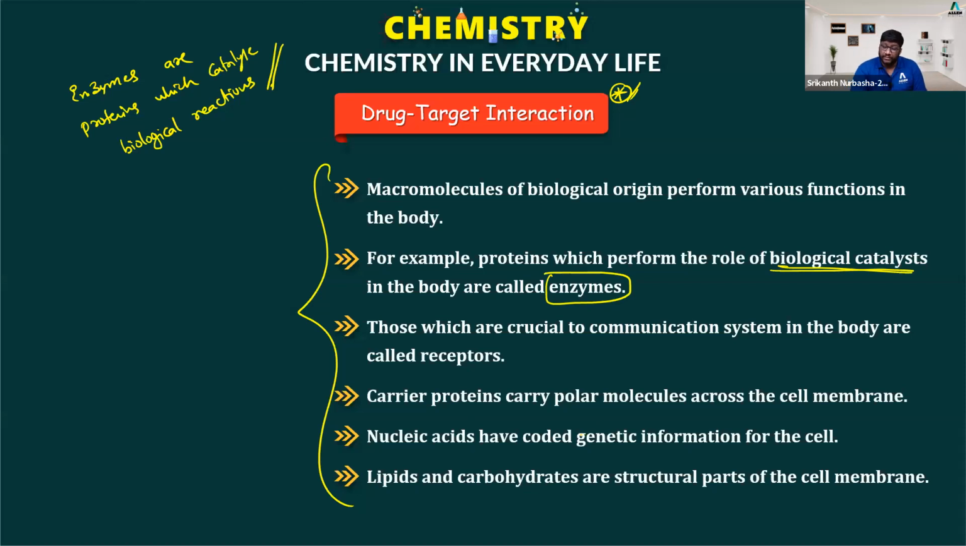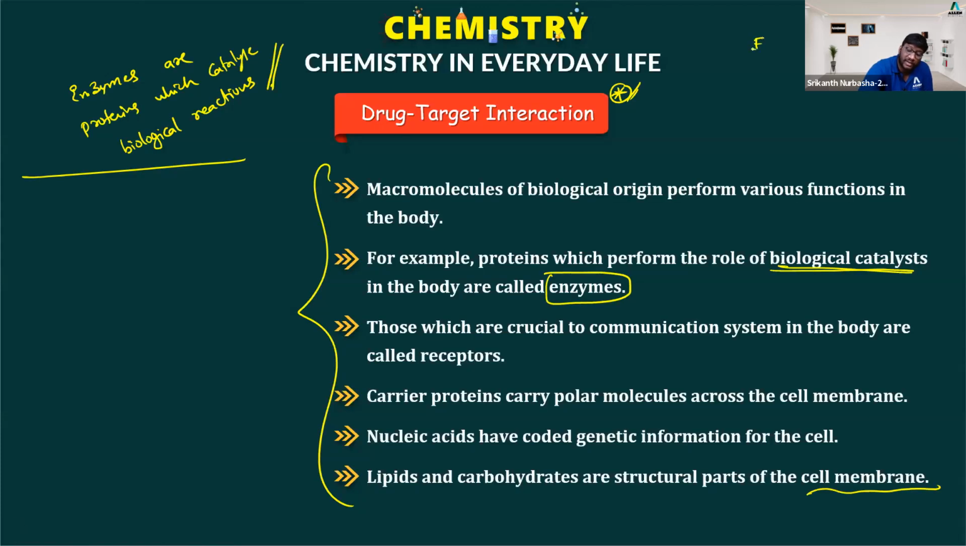Carrier proteins carry polar molecules across the cell membrane. Nucleic acids have all the coded genetic information for the cell. Lipids and carbohydrates are the structural parts of the cell membrane. So every biomolecule has a specific activity. Now, as I have told you, in our syllabus we have drug target interaction, like enzymes as drug targets as well as receptors as drug targets. First, you should know how the enzymes are going to work.